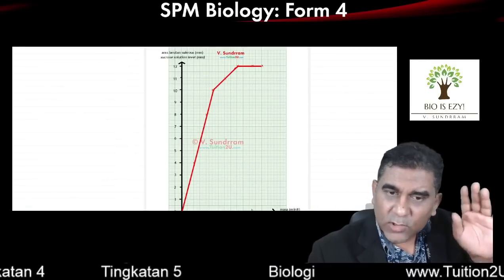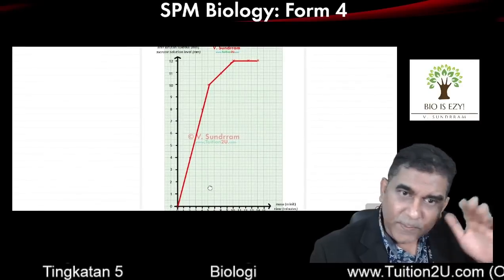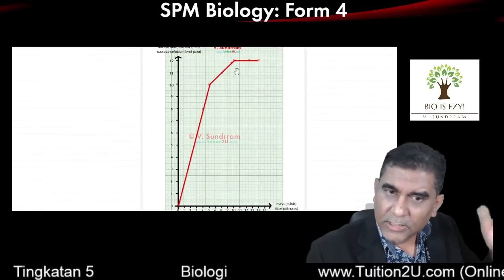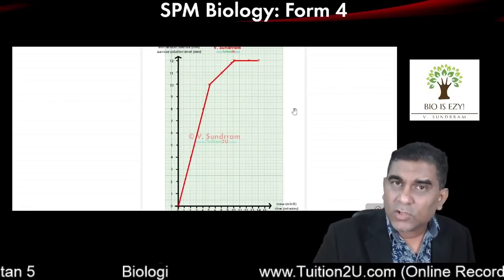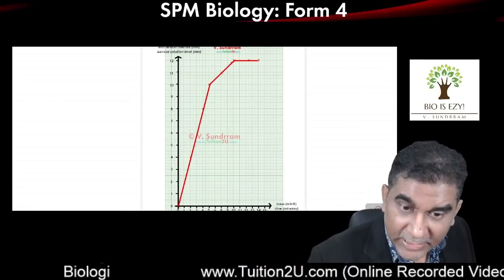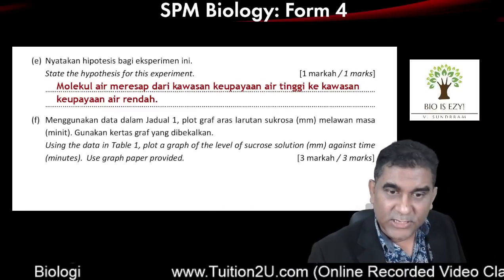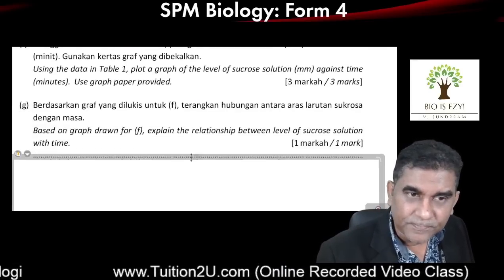If your X is correct, 1 mark. Kalau paksi X betul, 1 marka. Kalau paksi Y betul, 1 marka. Graph yang betul, lagi 1 marka. Draw the graph. After you draw the graph, based on the graph, we'll have a few questions. So let's look at the next question. Graph pun sudah lukis, dapat 3 marka. Lepas lukis graph, the next question.